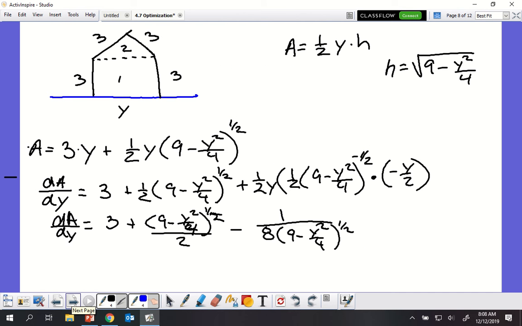I think our biggest issue was just trying to figure out the height of the triangle. Biggest issue was trying to find the height here, because I need to find two distinct different areas. So area 1 was 3 times y, and area 2 came out to be all of this right here.